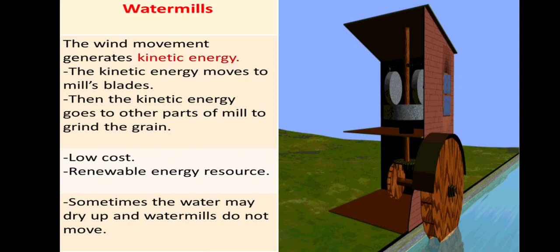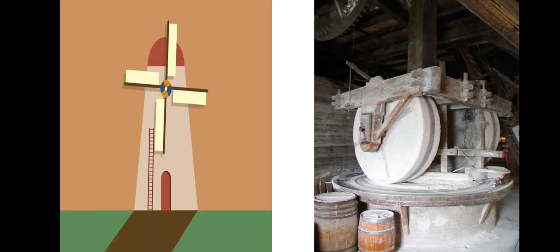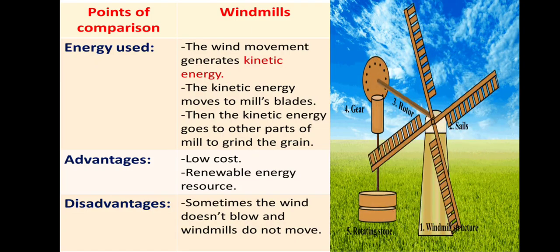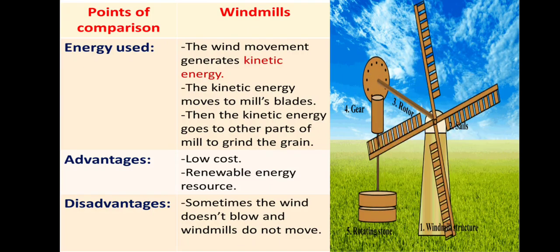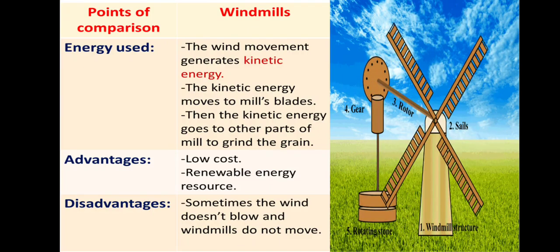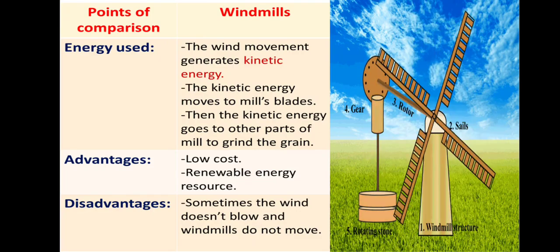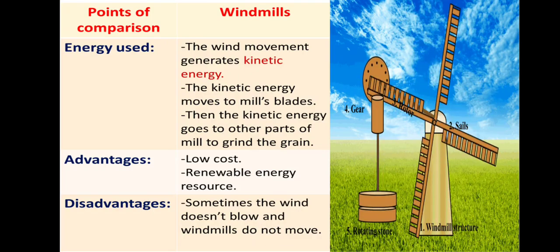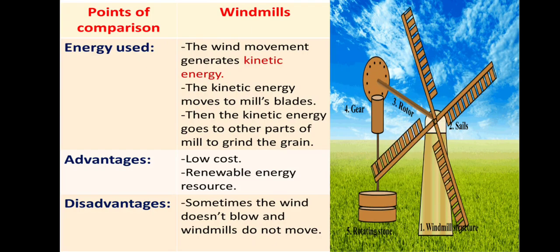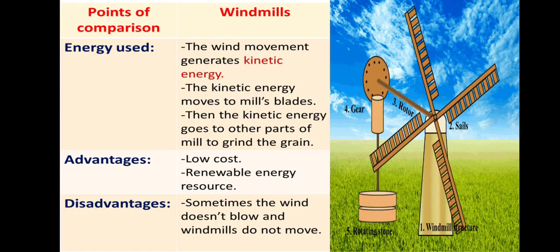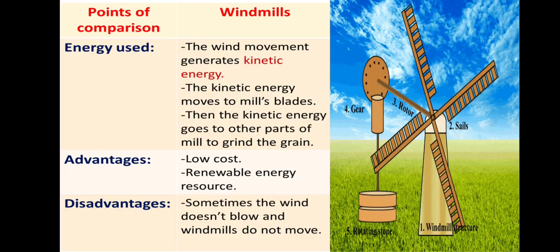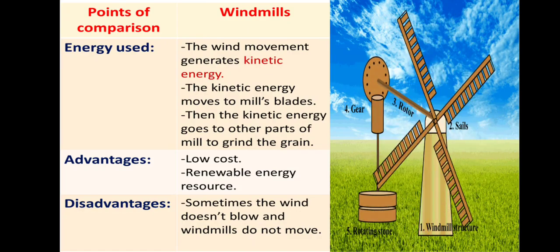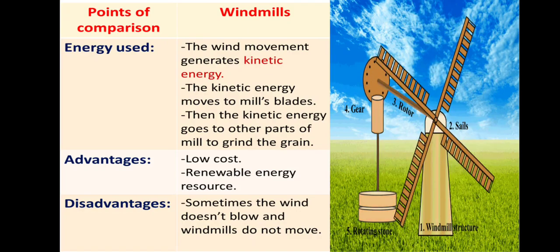Okay, what are the advantages of the watermills and the windmills? Both of them are low cost. What is the meaning of low cost? Don't need more money. The windmills and the watermills use the wind and the water, renewable resources of energy. The wind is a renewable resource of energy, so it doesn't need money. And also the water is a renewable resource of energy, so the water doesn't need more money. So the windmills and the watermills, both of them are low cost, and both of them also use renewable resources of energy, like the water and the wind.